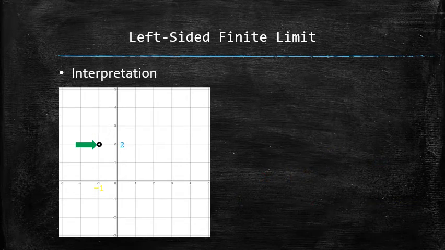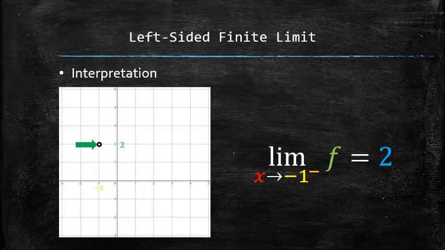For instance, this is what one would imagine when seeing the following limit statement. It shows that f approaches to 2 as x approaches to -1 from the left. And that's all we can learn from the limit statement alone.